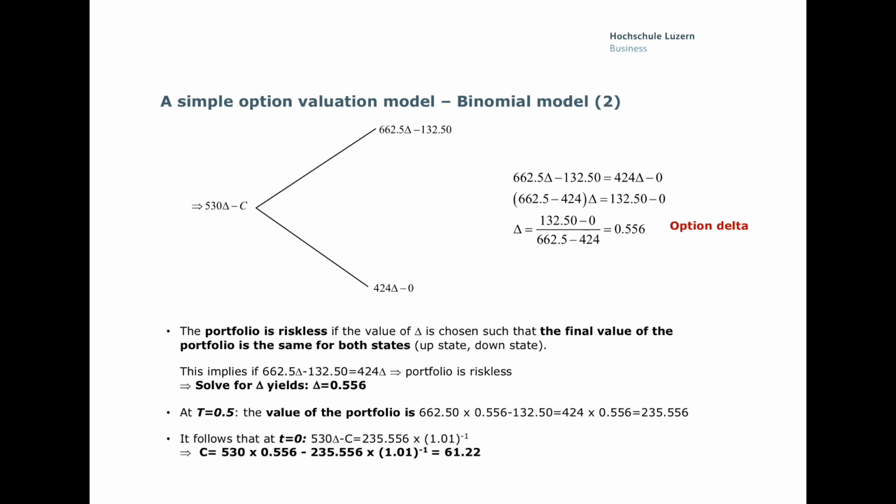Riskless portfolios must, in the absence of arbitrage opportunities, earn the risk-free rate. In our example, the risk-free rate is 1% for 6 months. It follows that the value of the portfolio today in T0 must be the present value of $235.556. Since the stock price today and the option delta are known, we can solve for the option price C. Doing so shows that the current value of the option must be $61.22.